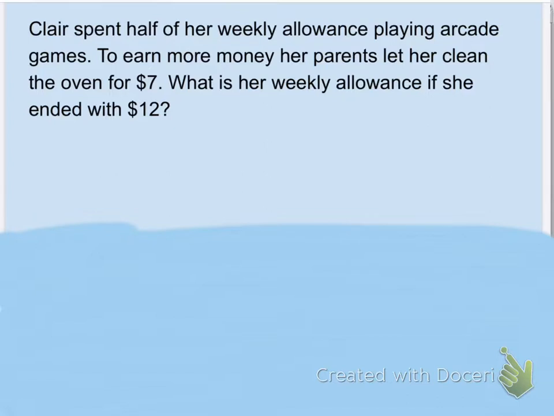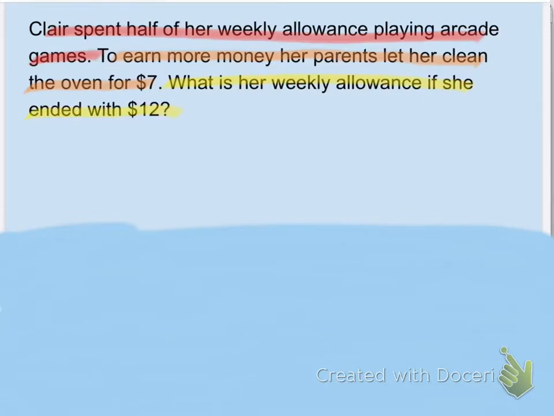Claire spent half her weekly allowance playing arcade games. To earn more money, her parents let her clean the oven for $7. What is her weekly allowance if she ended with $12? So let's highlight as we go. Claire spent half her weekly allowance playing arcade games. To earn more money, her parents let her clean the oven for $7. What is her weekly allowance if she ended with $12?